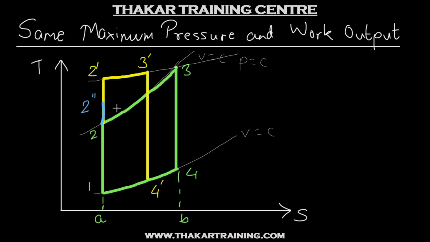Then we need to have some constant volume heat addition. So I draw a constant volume line. This is V equal to C. And it will go on till this limit is reached. So this is point 2A as we have been marking till now.